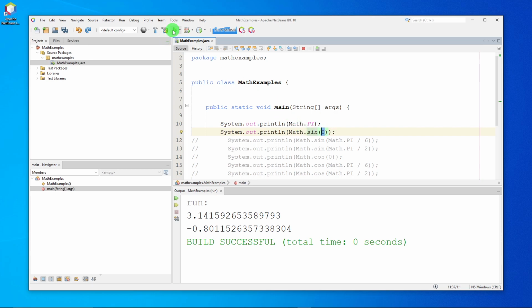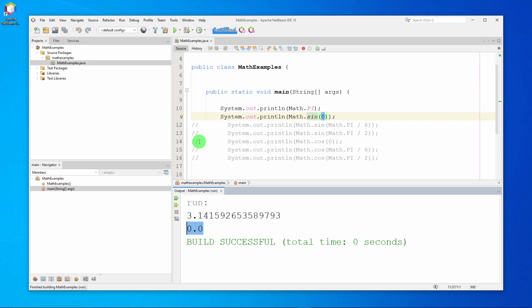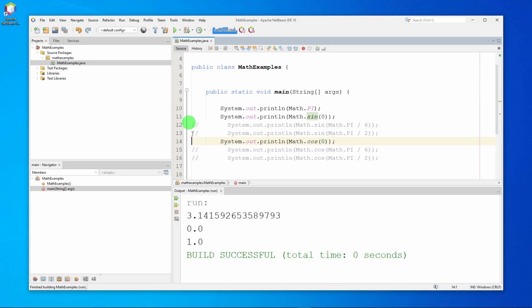so sine of 0. If you've taken trigonometry, you know that's always 0. And likewise, the cosine of 0, let me uncomment this one down here. So we're doing Math.cos to look for the cosine of 0. That should be 1, and it is 1. So I've got a couple more sample calculations in here I can show you.